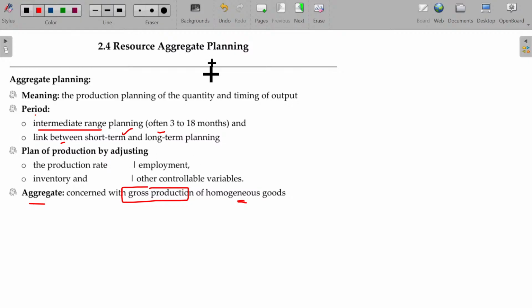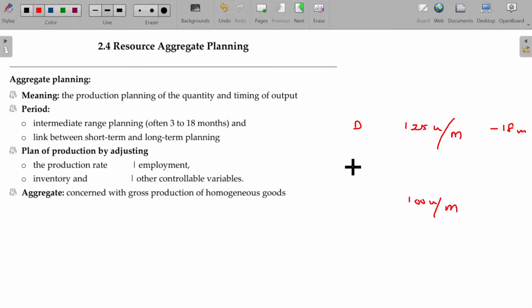How can we plan, sir? See, I need to manufacture around 125 units every month based on the predicted demand for 18 months on average. But my production capacity is only 100 units per month, sir. This is the demand estimated, forecasted. This is the capacity I have. How can I manage this? So I can manage this way.